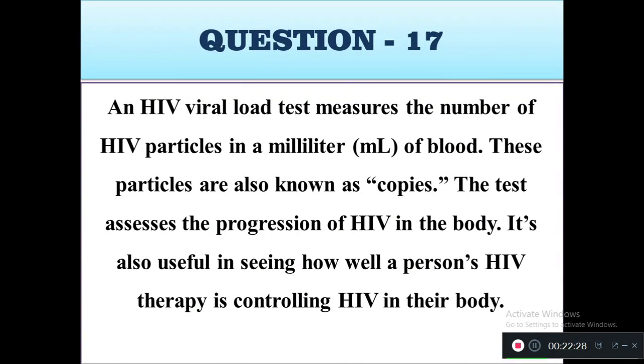The rationale: the HIV viral load test measures the number of HIV particles in a milliliter of blood. These particles are known as copies. The test assesses the progression of HIV in the body. It's also useful in seeing how well a person's HIV therapy is controlling HIV in their body.